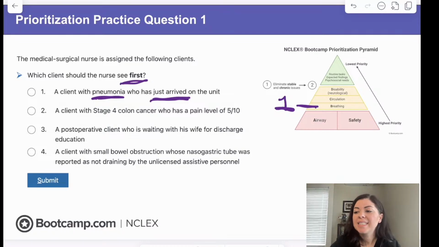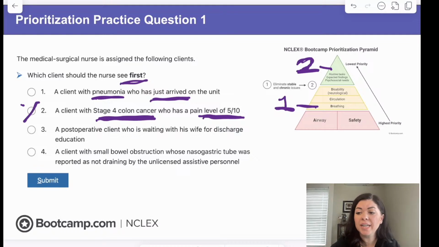So option 2, stage 4 colon cancer with a pain level of 5 out of 10. So moderate pain. Remember, stage 4 cancer is typically advanced and there typically is metastasis. So do we expect a pain level of 5 out of 10 for a client with stage 4 cancer? What do we think? Once again, we typically have metastasis, we might have multiple tumors, so unfortunately, we do anticipate some pain. That is what we would call an expected finding over here in our pyramid, at the very top in green. So that's an expected finding, and we certainly want to treat their pain, but they are not the highest priority client so far.